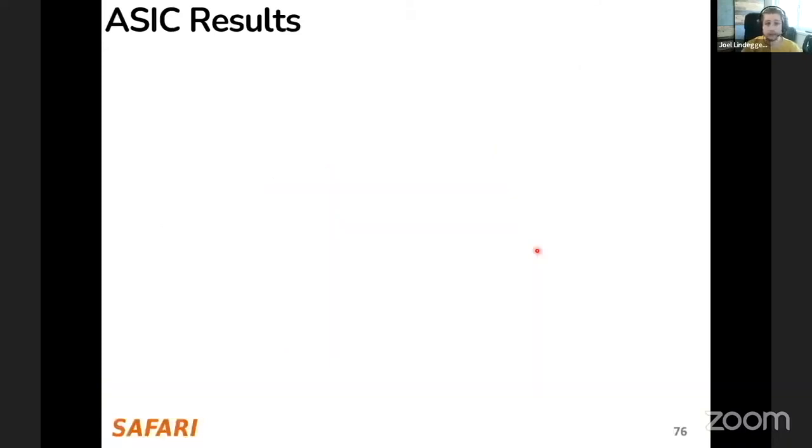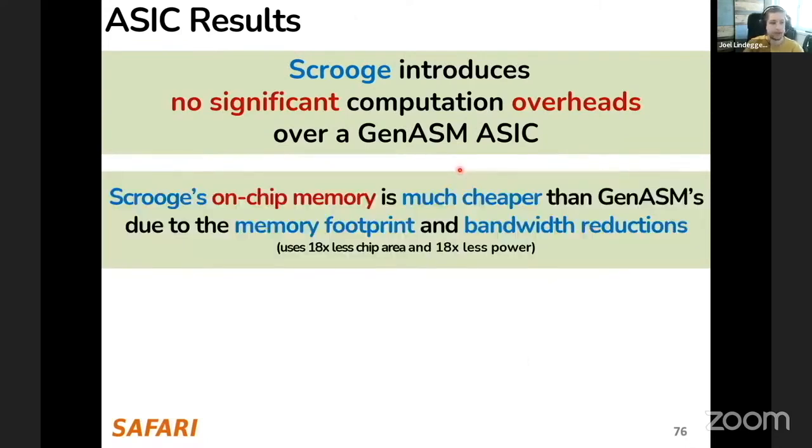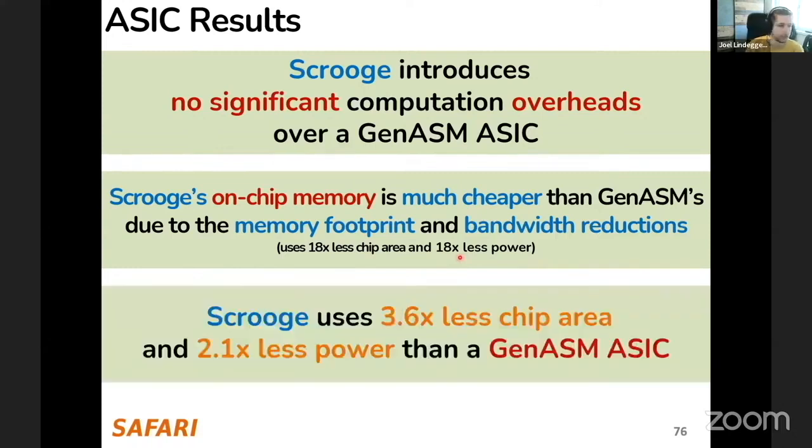Third, we evaluate ASIC results. So we observe that Scrooge, when implemented as an ASIC, introduces really no significant computation overheads over Genome, while its on-chip memory is much cheaper than Genome's due to the memory footprint and bandwidth reductions. It uses 18x less chip area and 18x less power, just the on-chip memory itself, due to these improvements. In particular, when we calculate these improvements for the entire chip, this results in Scrooge using overall 3.6x less chip area and 2.1x less power than the original Genome ASIC.